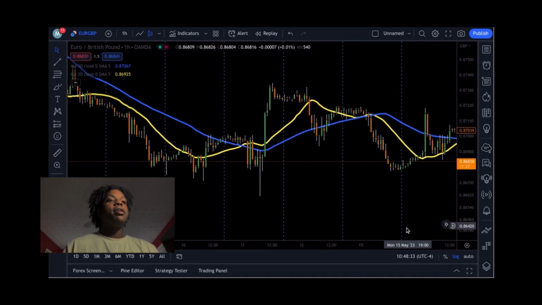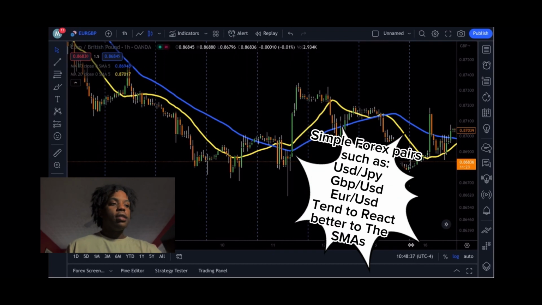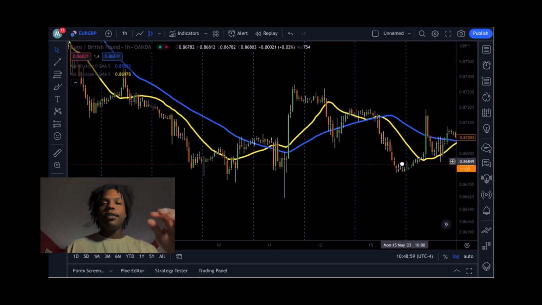And plus, pairs like these tend to respect market structure and things like that, versus when you have gold. I don't really like to use SMAs on gold, because gold is very random and can be very volatile, and it doesn't tend to follow the basic market structure like a pair like Euro GBP will. So that's why I wanted to do my markups on these, but we're going to quickly get into it.